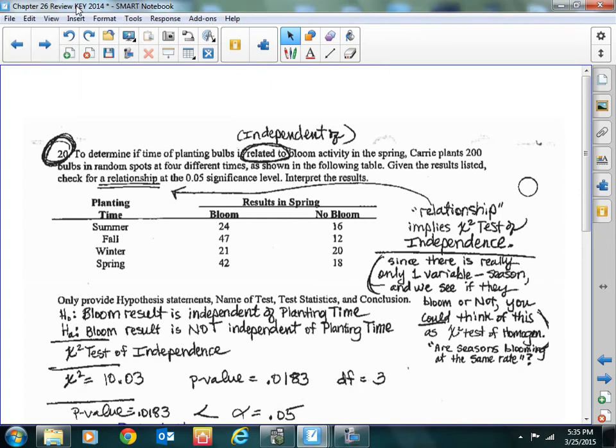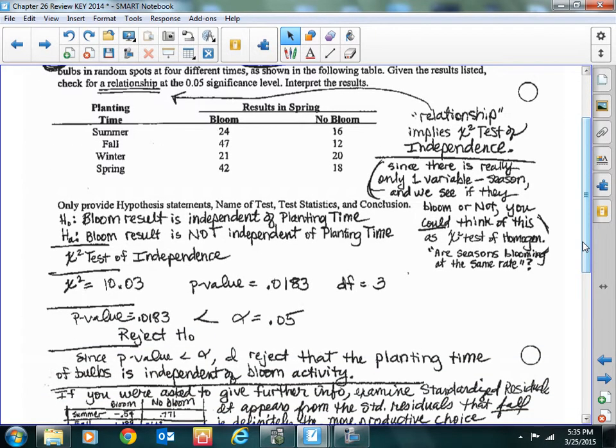Chapter 26 review, and let's finish this up, numbers 20 to 24. So to determine the planting time, we wanted to see if they were related. That to me is implying independence. So with that, if there's a relationship, I'm doing a chi-squared test of independence.